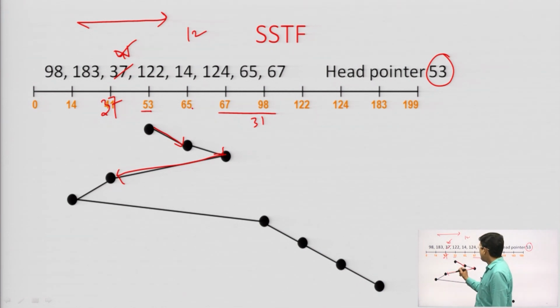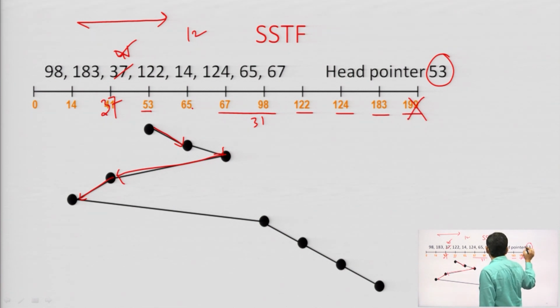Now after 37 you have to find out which is the nearest request. Obviously 14 will be the nearest request, and then from 14 you find out which is the nearest request. All the requests are on the right hand side. It means 122, 124, 183, 199. 199 is not a request, this is the largest track number.